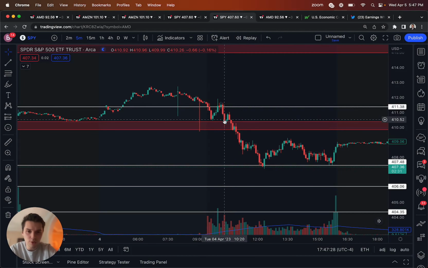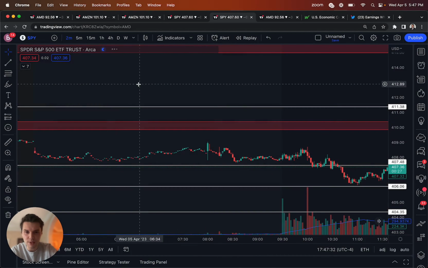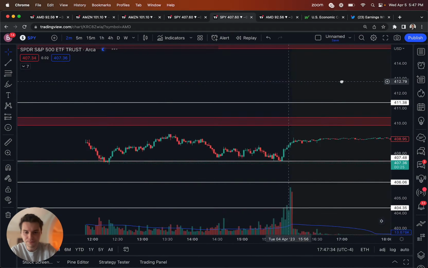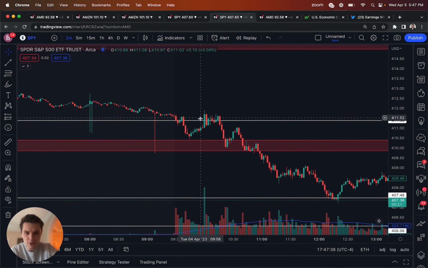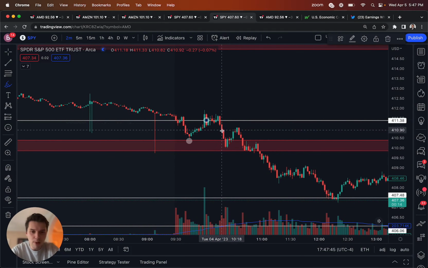Now you can see an aggressive move down. And right now I'm going to jump to the 2-minute time frame because I want to show you something. On the 2-minute time frame, we see an aggressive move down. So basically, I buy my calls here, I sell my calls here. Now I'm looking for a re-entry in SPY. We've pulled back right to my 410 level.